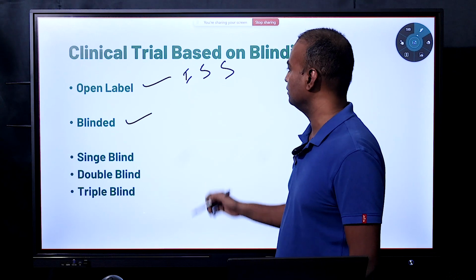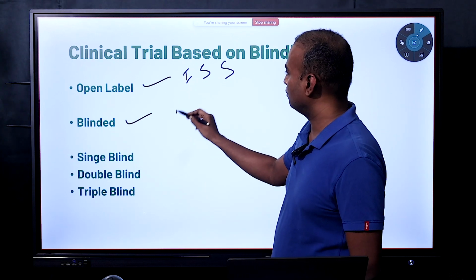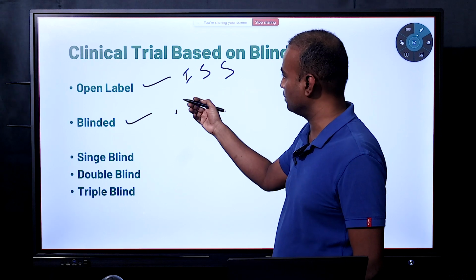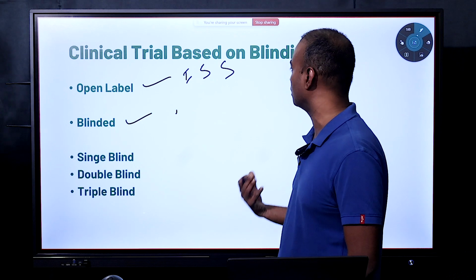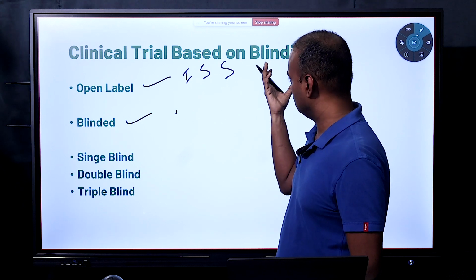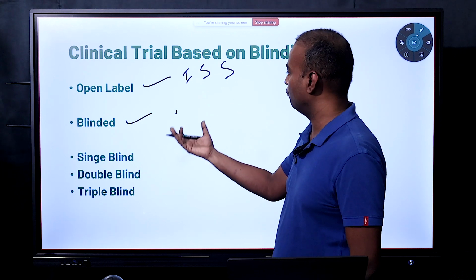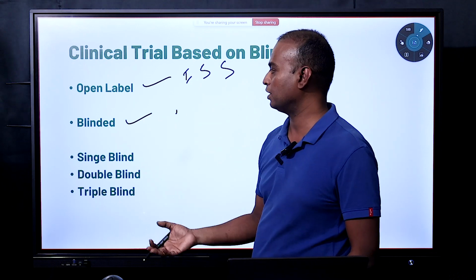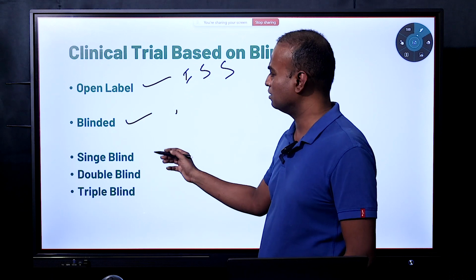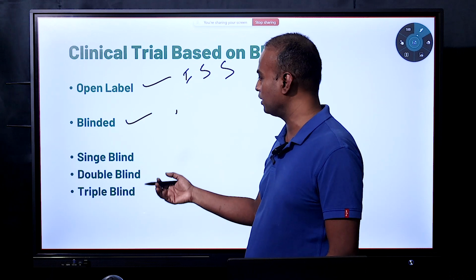In a blinded study, none of these people, either the investigator team, the sponsor team, or the CRO team, or the subject, will know to which treatment arm they belong. That kind of trial is known as blinded. And there are a lot of definitions for single blinded and double blinded.